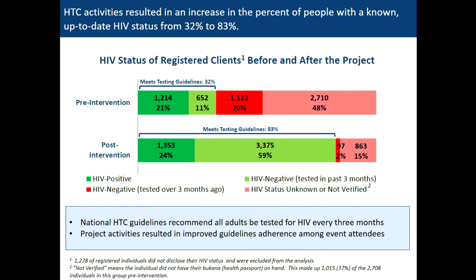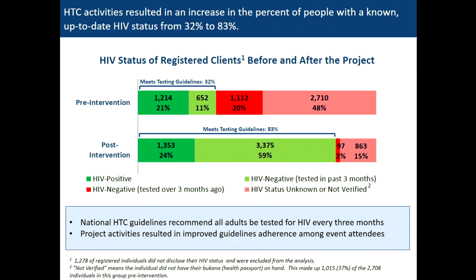I just quickly wanted to highlight the results in a slightly different way, and this is specifically looking at adherence to testing guidelines. In Lesotho, the national HIV guidelines recommend that all adults be tested for HIV every 3 months. And if you look at our group pre and post intervention, this is excluding individuals that we didn't collect the HIV status for, which is around 1,200 of the 7,000 that we registered.